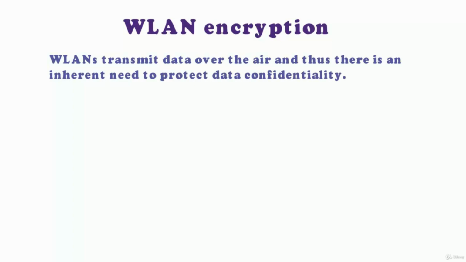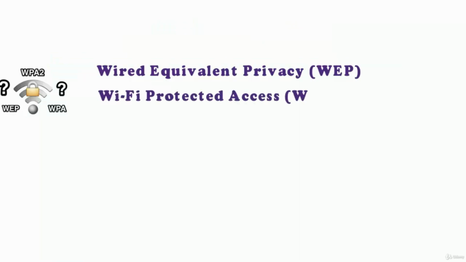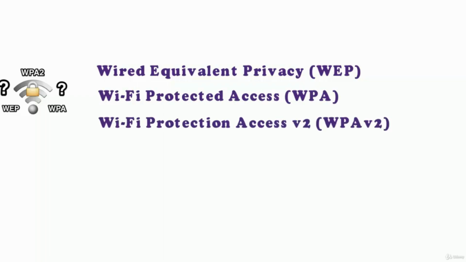The WLAN committee IEEE 802.11 formulated the following protocols for data encryption. Those are Wired Equivalent Privacy (WEP), Wi-Fi Protected Access (WPA), and Wi-Fi Protected Access version 2 (WPA2). In this section, we will take a look at each of these encryption protocols and demonstrate various attacks against them. First, let's see WEP encryption.